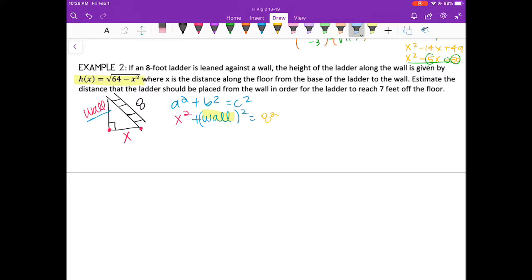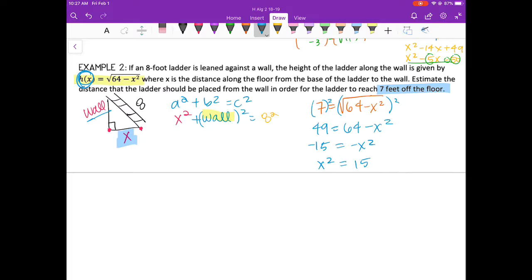So then we are asked to find the horizontal distance from the base of the wall to the base of the ladder. So basically find x when we want to reach 7 feet up the wall. So that means that we're going to replace h of x with 7. So we've got 7 equals the square root of 64 minus x squared. And then to solve for x, we would start by squaring both sides. So 49 equals 64 minus x squared. Subtract 64 from both sides. Negative 15 equals negative x squared, or positive x squared equals positive 15.